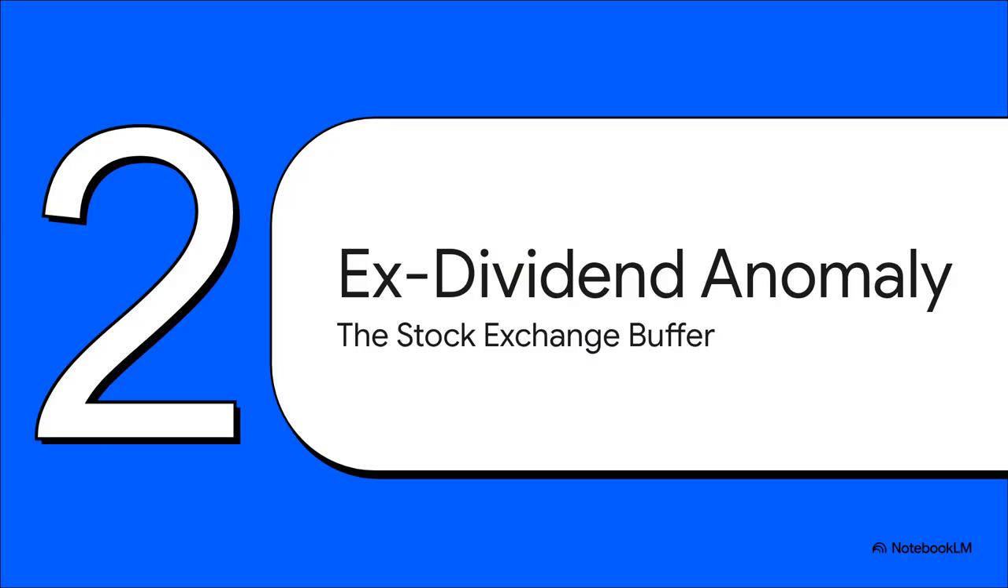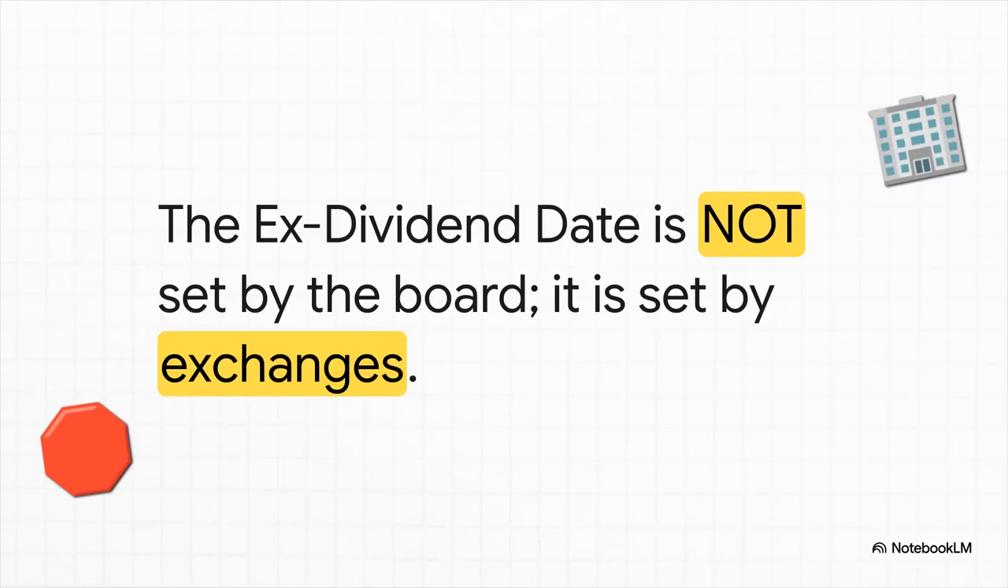Moving on to Section 2, the Ex-Dividend anomaly. Now, you might have noticed a slight hiccup in our timeline just a minute ago, a sneaky little date that slips in right before the date of record. This is a massive exam concept, so definitely pay close attention to this distinction. The dates of declaration, record, and distribution, those are all established by the corporate board of directors, but the ex-dividend date is completely different. It is not set by the board. It is actually set by the stock exchanges themselves.